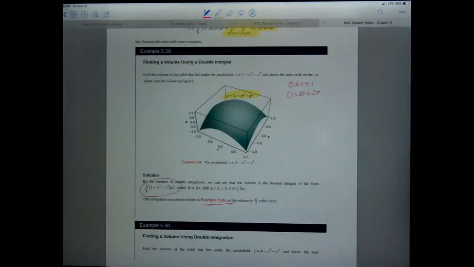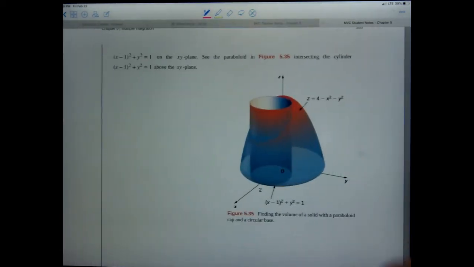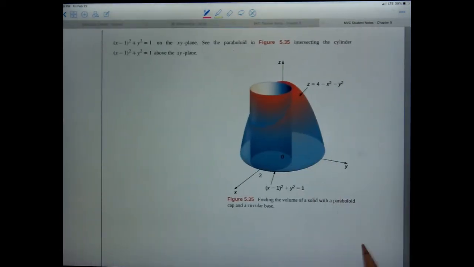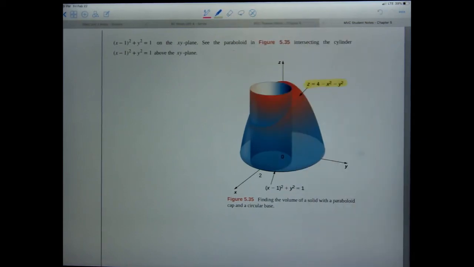Now the next one starts on one page, finishes on the next, but the equation's over here. This is a goofy looking shape. Here is my paraboloid, but we're doing it over a disk that's not centered at the origin. Okay? Kind of hard to see. How clear is your picture? It's not very clear at all.